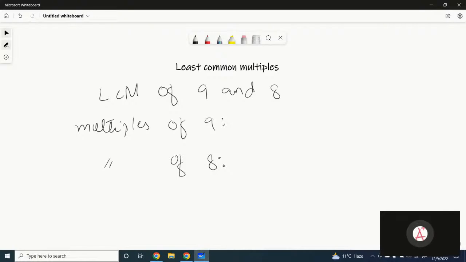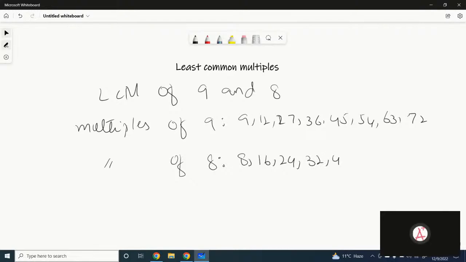So 9 times 1 is 9, 2 is 18, 3 is 27, 4 is 36, 9 times 5 is 45, 9 times 6 is 54, 9 times 7 is 63, 9 times 8 is 72. Okay, let's start with the multiples of 8. Got it? 8 times 1 is 8, 8 times 2 is 16, 3 is 24, 4 is 32, 5 is 40, 6 is 48, 7 is 56, 8 is 64, 9 is 72.